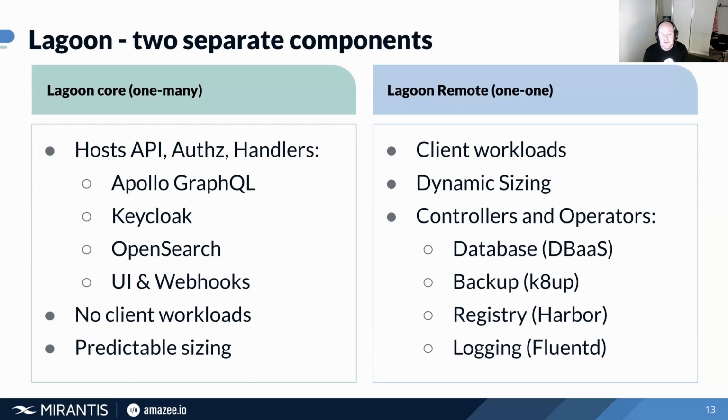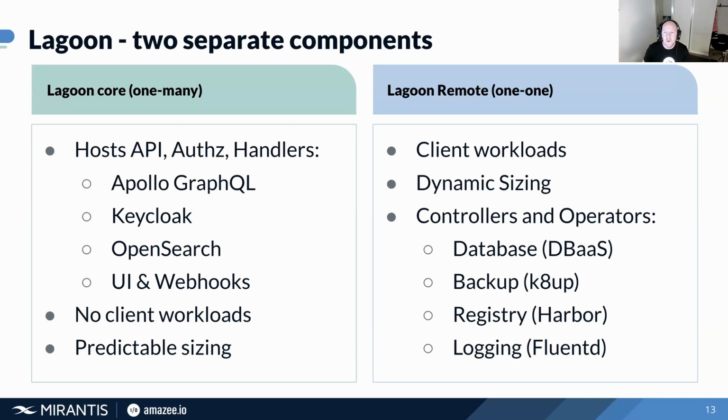In the remote space, that's where all the client workloads live. So that's where all these applications and project namespaces are actually deployed. And again, these remotes can be anywhere, they can be any size. But inside these remotes, this is where the database operator lives. It's where the backups happen. It's where our image registries, because obviously everything's built on Docker images, the image registries live in remotes. And the log collection is all done there. So there are two different kinds of workload that run in these different clusters.